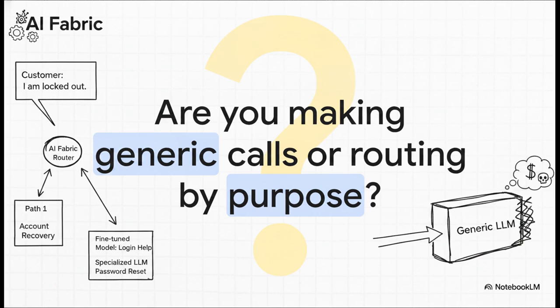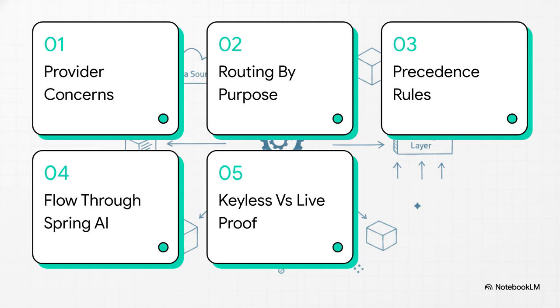Because we shouldn't be. So here is our roadmap for today's explainer. First, the 4 provider concerns. Second, routing by LLM purpose. Third, configuration precedence rules. Fourth, the flow through Spring AI. And finally, number 5, keyless versus live proof. Let's get right to it.